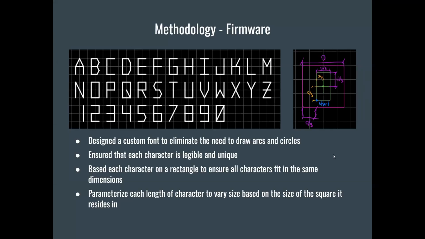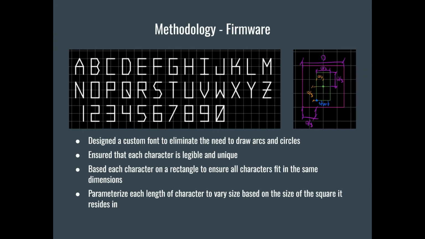Lastly, I created a custom font. This allows me to eliminate the need to draw arcs and circles and to speed up the overall movement for each of the letters or numbers. To do this, I used a few basic building blocks that I created, like the slope lines in the top of the K or the straight lines in the bottom of the L here. And this is to ensure that each character is unique from all the other characters, like the 0 and the O, and to make sure each character is easily able to be read.